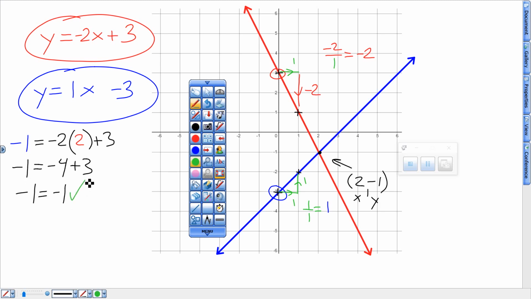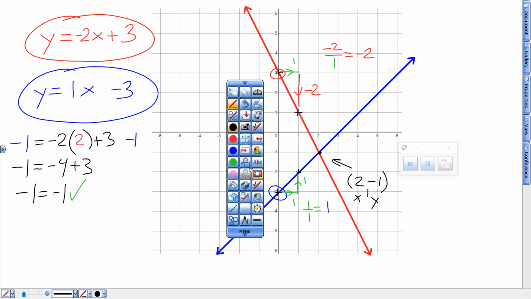All right, when I plug in that next one here, plugging in -1 for that y. That x, I'm plugging in 2. And that should work. That gives me another true statement. All right, moving on.